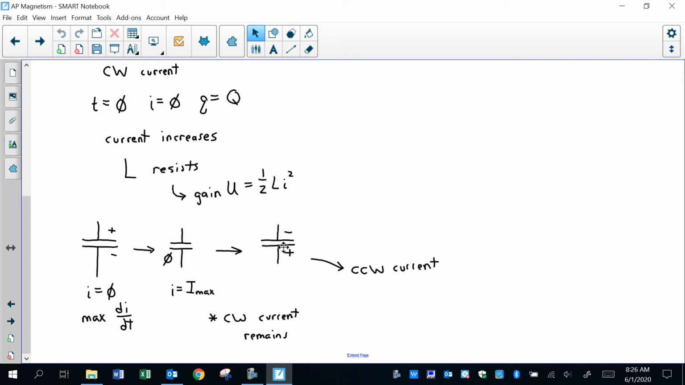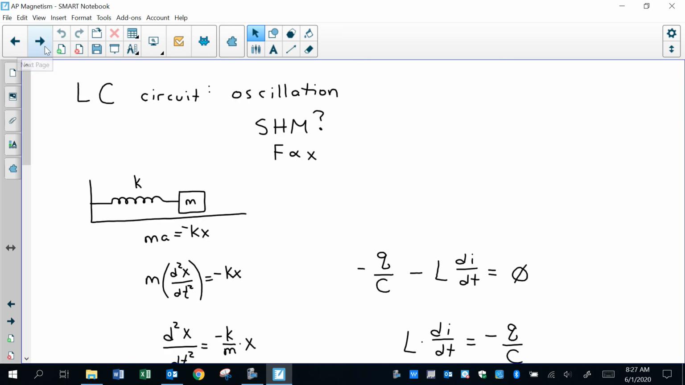Energy goes from the capacitor to the inductor. The inductor keeps the charge going, puts it back onto the capacitor. The capacitor has that energy pushing charges. It loses it all. It gains it in the inductor. The inductor keeps the charge moving, and back and forth. So what you have is, well, do we have simple harmonic motion? We end up with an oscillation.